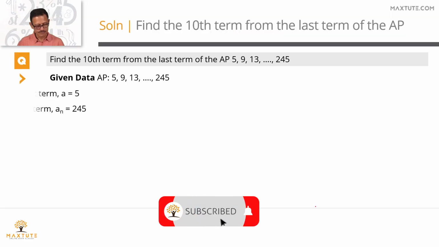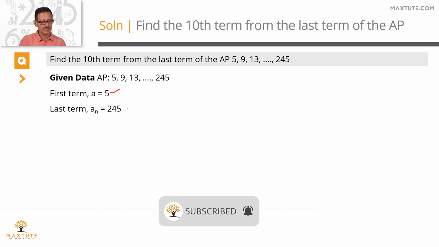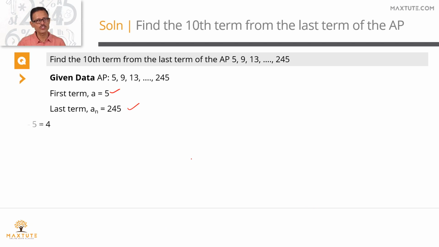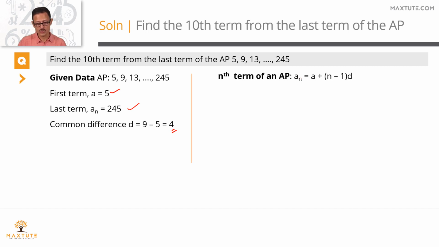Let me summarize it in printed form. First term, last term given to us. Common difference is the difference between any two terms, which is equal to 4. The formula for the nth term is this when you're going from the first term. If you're arriving at it from the last term, if you have to find out the mth term from the last term, that is going to be equal to the last term minus m minus 1 common differences.